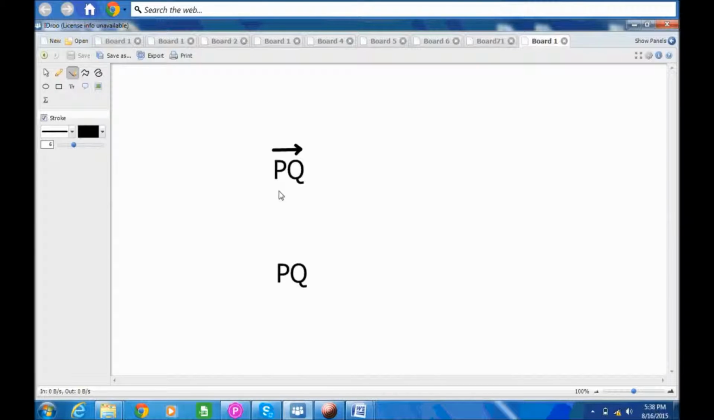The vector PQ is represented by PQ with an arrow over it. However, in order to show the magnitude of the vector PQ, we simply write down PQ and there is no arrow at all.